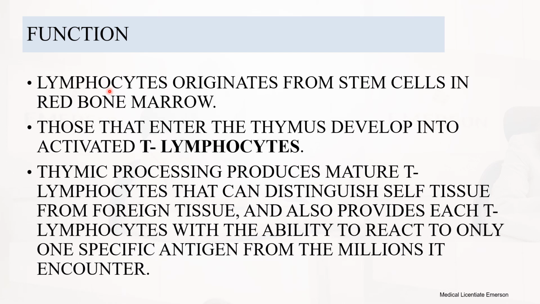Function of the thymus. The thymus, of course, has lymphocytes which originate from stem cells in the red bone marrow. Then those that enter the thymus develop into activated T lymphocytes. Thymic processing produces mature T lymphocytes that can distinguish self-tissue from foreign tissue, and it also provides each T lymphocyte with the ability to react to only one specific antigen from the millions it encounters. Okay, that's one of the functions.